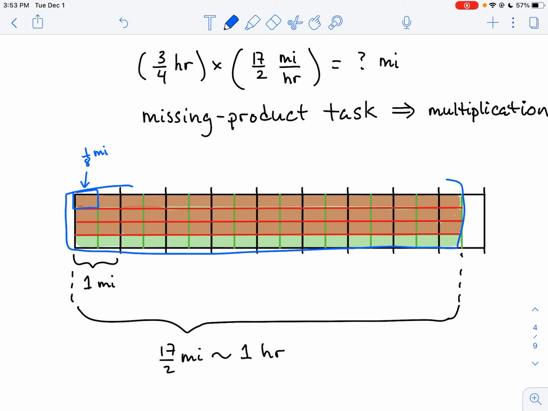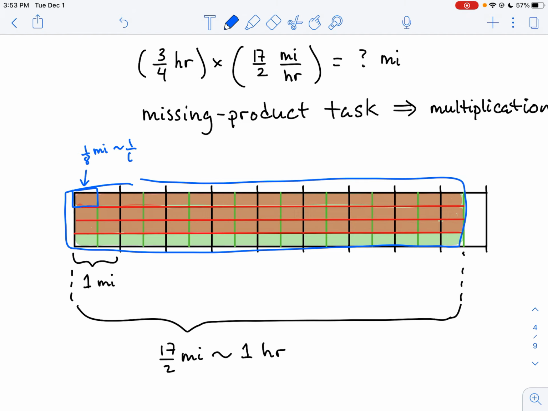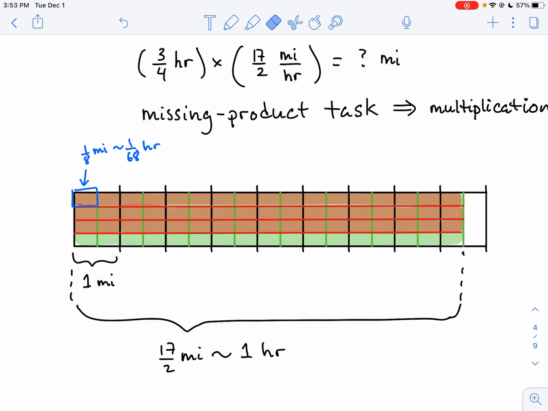Well, if you look at the entire hour, the entire hour is this entire green block. Break that up. How many of those little tiny pieces do we have that correspond to that entire hour? Well, we have 17 across the top and 4 down across the bottom. We have 17 columns and 4 rows. Multiply 17 and 4, and we get 68. So the little blue box is 1/68 of an hour.